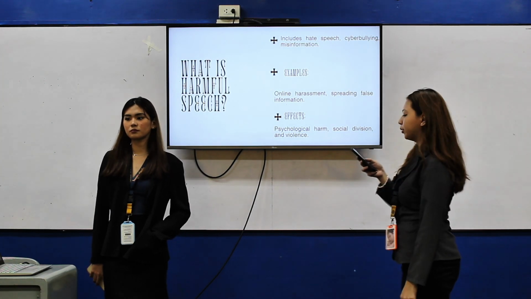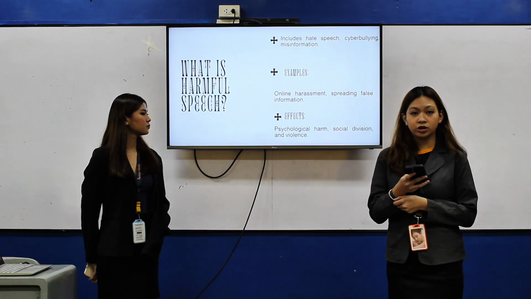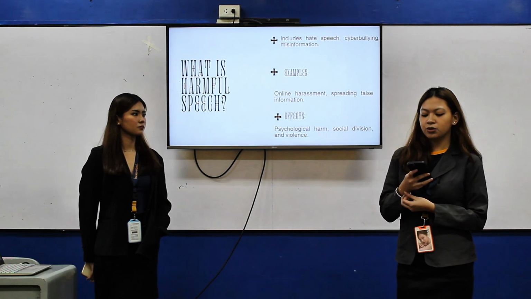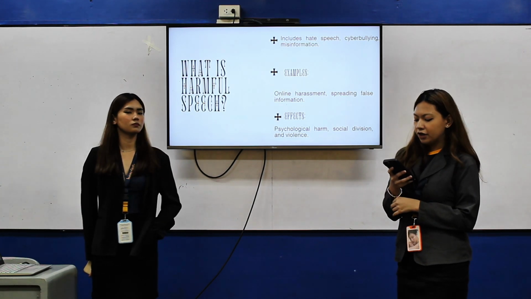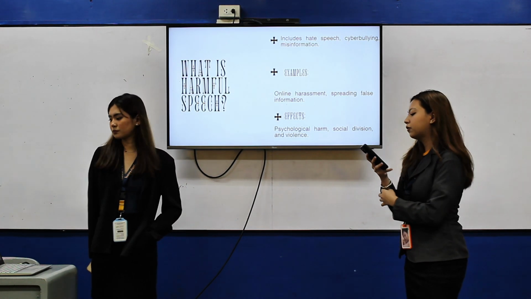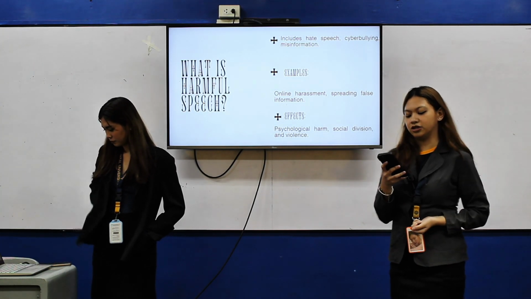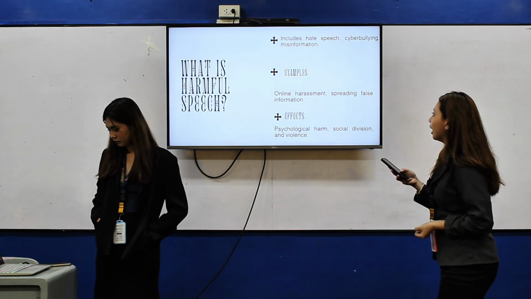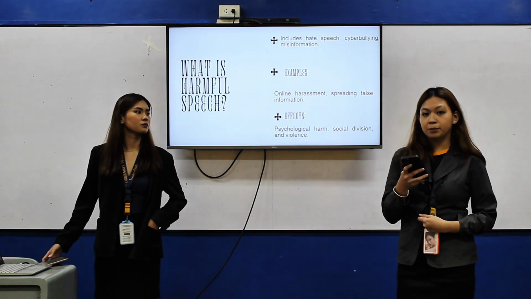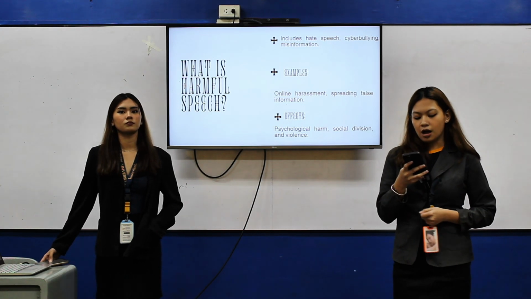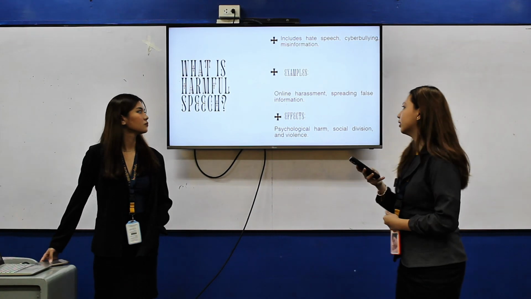The next one is cyberbullying. In cyberbullying, people use digital platforms like social media and messaging apps to harass, threaten, or embarrass others. This behavior includes spreading false rumors, sharing private information, and sending hurtful messages. And the last one is misinformation. False or misleading information spreads when people share wrong facts without checking them first. This can lead to confusion and misunderstanding.